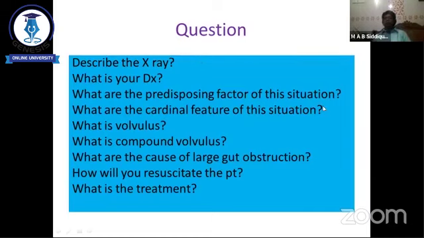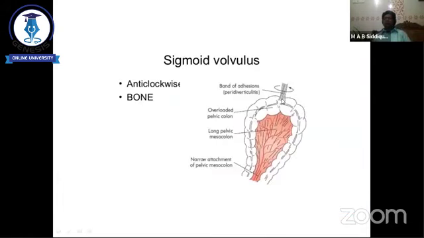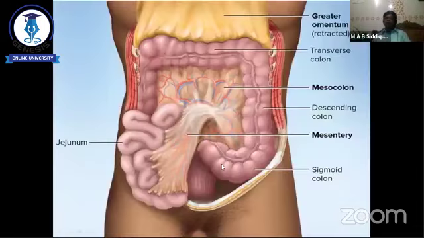So what are the predisposing factors of this situation? I already mentioned this. The factors are the band of adhesion, the overloaded pelvic floor, the long pelvic mesocolon, and narrow attachment of the mesocolon. These are the predisposing factors that predispose to rotation or twisting of the colon. Maybe the most common is anticlockwise. So the predisposing factors of volvulus are the band of adhesion, elongated pelvic floor, long pelvic mesocolon, and narrow attachment of the pelvic mesocolon.